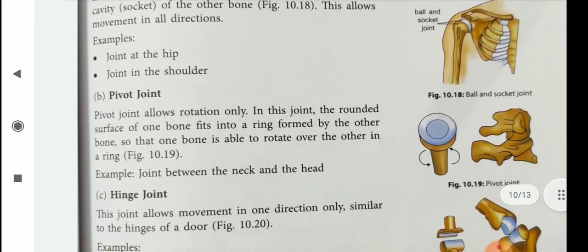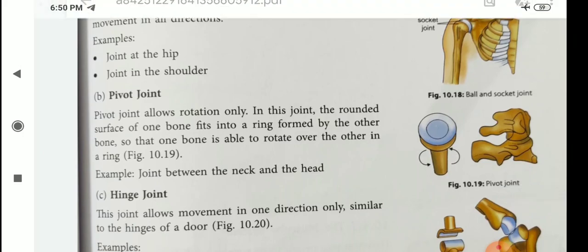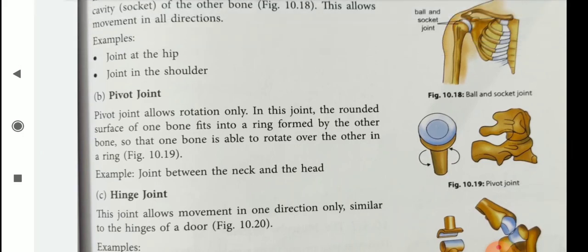Clear? The next one is the pivot joint. A pivot joint allows rotation only. In this joint, the rounded surface of one bone fits into a ring formed by the other bone, so that one bone is able to rotate over the other in a ring. For example, joint between the neck and the head.